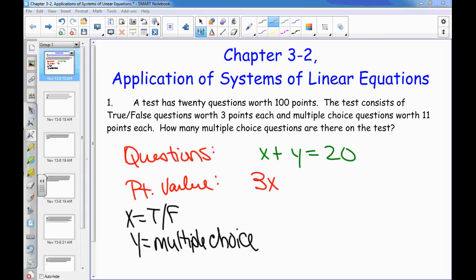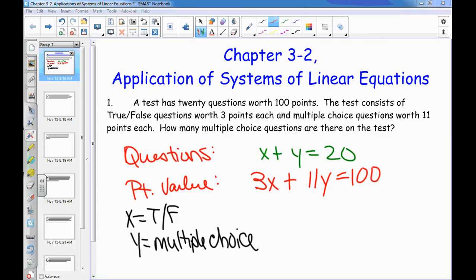Does that make sense? And what does and mean? I'm going to add to that the point value for my multiple choice. Well, how much is my multiple choice question? 11 points. So that's going to be 11 what? And that has to equal the total number of points on the test, which is 100 points. Does that make sense?